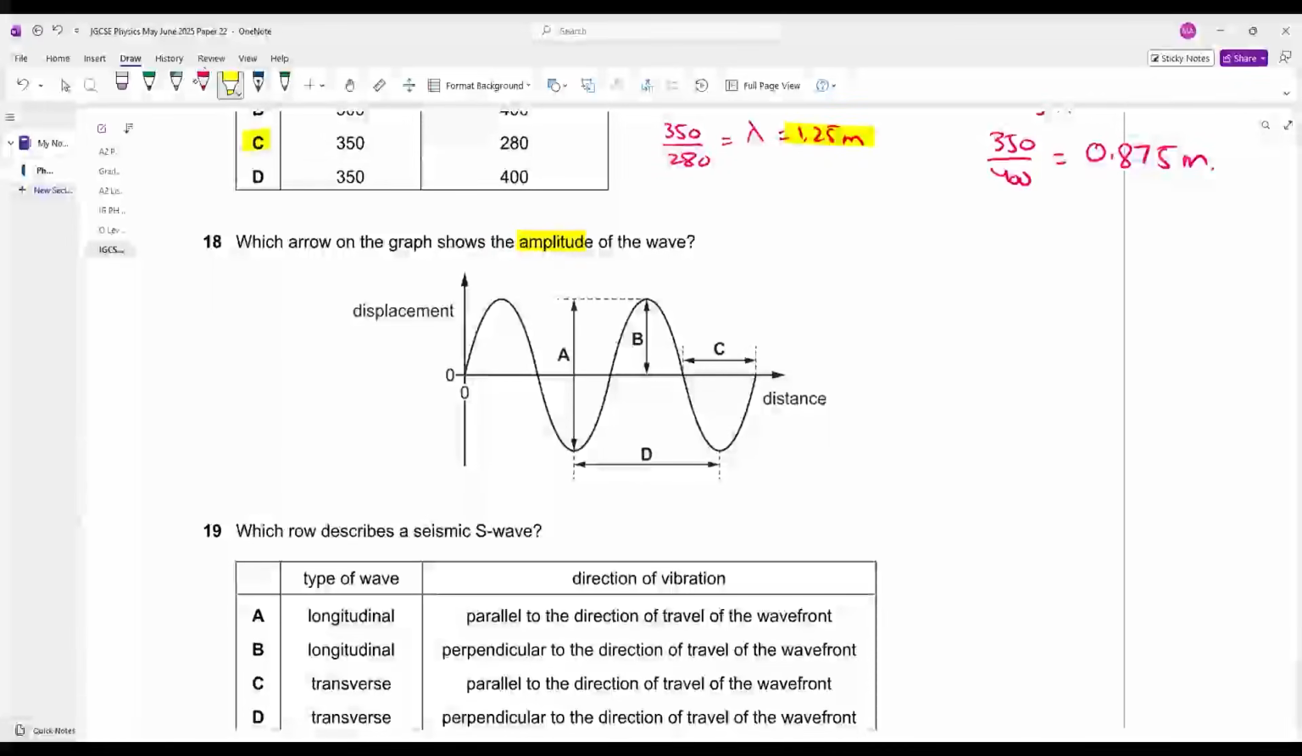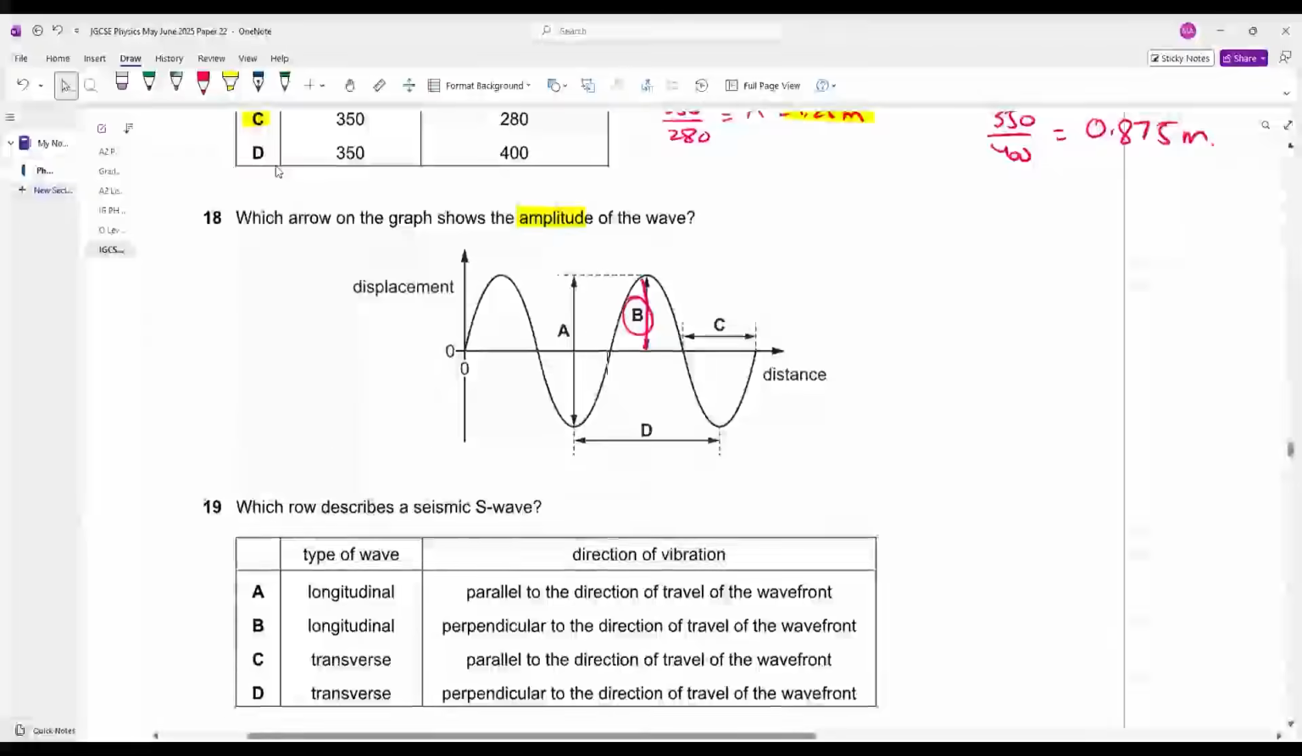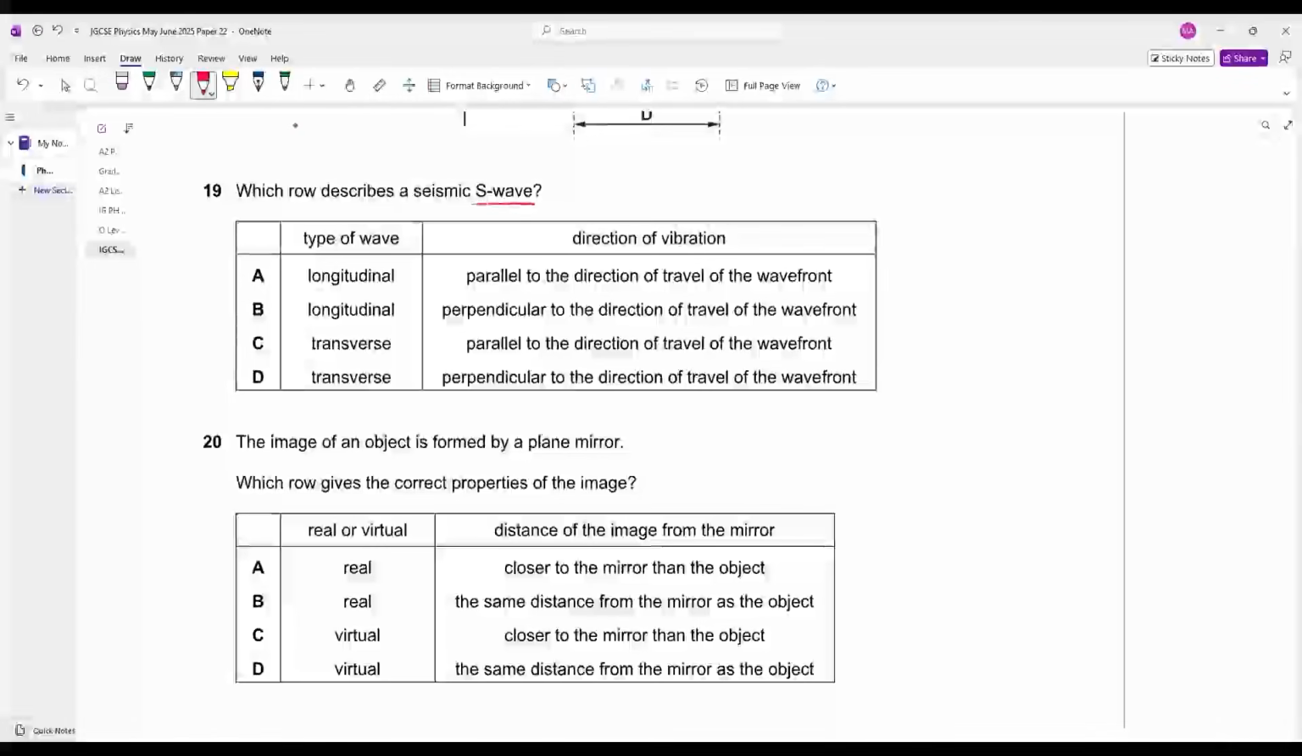Which arrow on the graph shows the amplitude of the wave? Amplitude is always marked from the mean position to the maximum position. B is your answer. Which row describe seismic S waves?